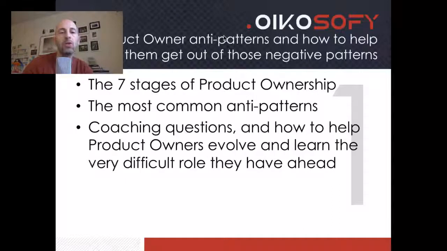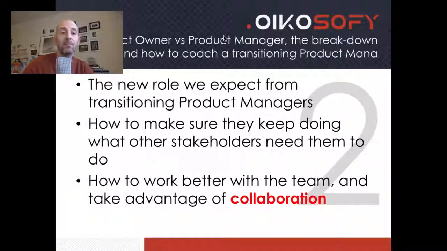So here's module number 1. Module number 1 is about product owner anti-patterns and how to help them get out of those negative patterns. We talk about the 7 stages of product ownership, the most common anti-patterns, and also a great tool that I've used in my career a lot, the coaching questions that you can use to help product owners evolve and learn the very difficult role that they have ahead of them.